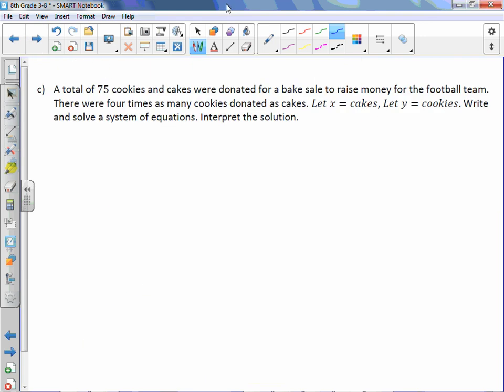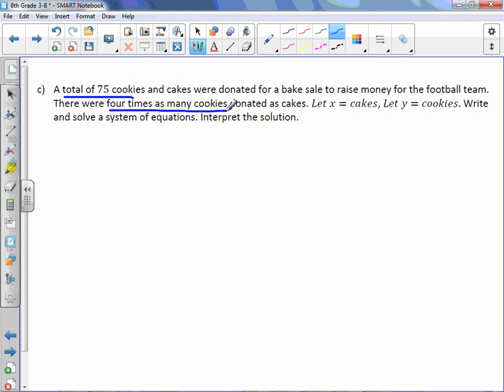Letter C. This one's a little bit tricky here. A total of 75 cookies and cakes were donated for a bake sale to raise money for the football team. There were 4 times as many cookies donated as cakes. So we have a total of 75 and 4 times as many cookies as cake. Let x equal cakes, let y equal cookies. Write and solve a system of equations and interpret the solution.